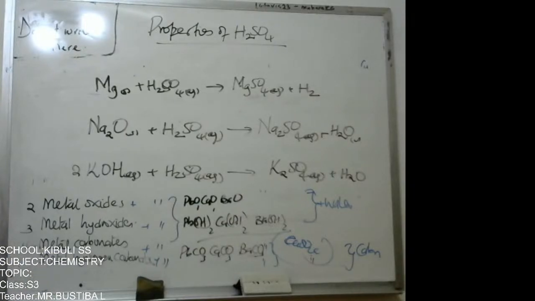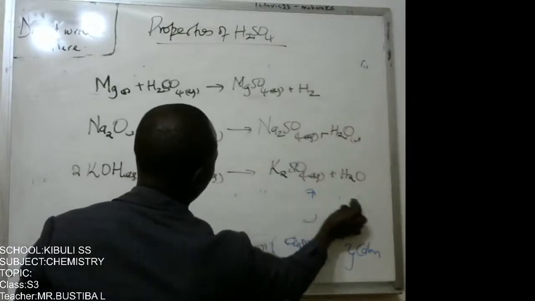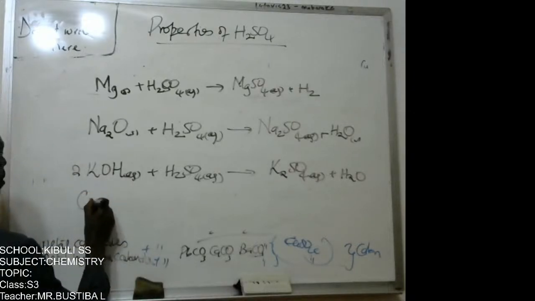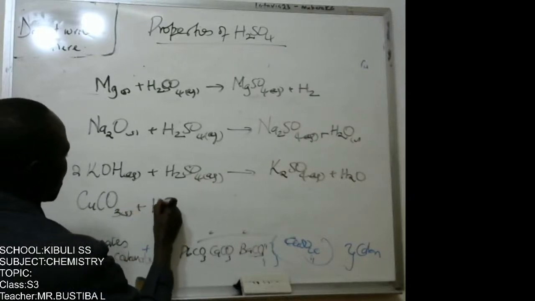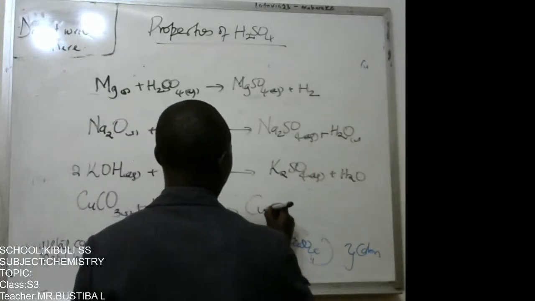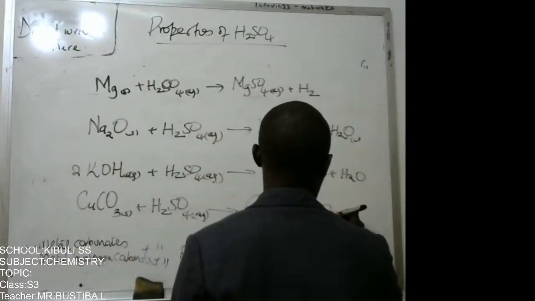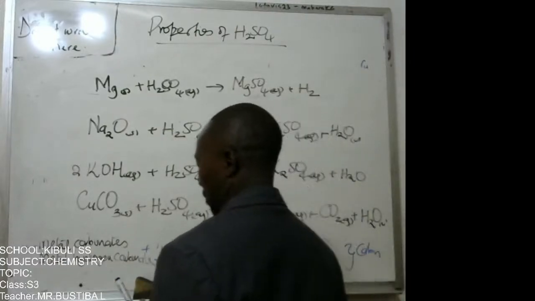You can pick at least one carbonate to represent the family of carbonates. Let us pick zinc carbonate, even if it's copper carbonate. So if we picked a colored one, copper(II) carbonate, a solid, plus sulfuric acid, aqueous, what do we obtain? Copper(II) sulfate, aqueous, plus carbon dioxide, a gas, plus water, a liquid. So that summarizes the reaction of sulfuric acid as an acid.